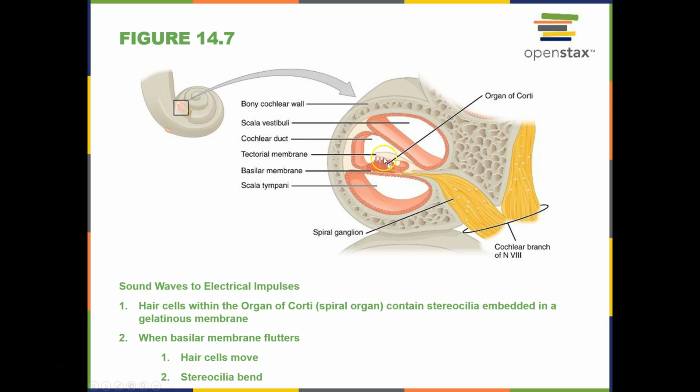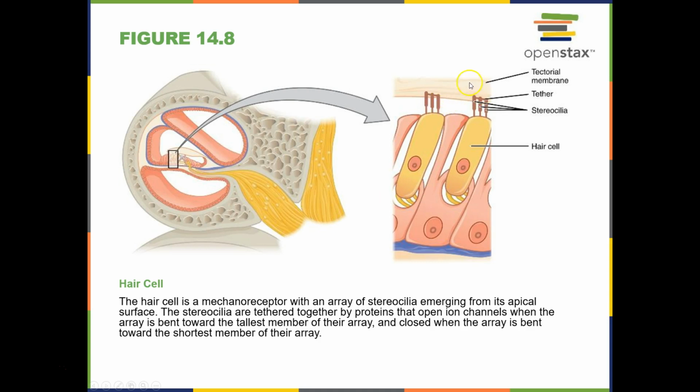And at the top of these hair cells, we have stereocilia. As the hair cells start to move, because this basilar membrane is fluttering, the stereocilia are embedded in a tectorial membrane, which is like a gelatinous membrane. And so as the hair cells move, the stereocilia bend. And so here you can see it even better. There's that tectorial membrane, and there are the stereocilia. And when they bend, that converts that sound wave into an electrical impulse that is transmitted to the brain.